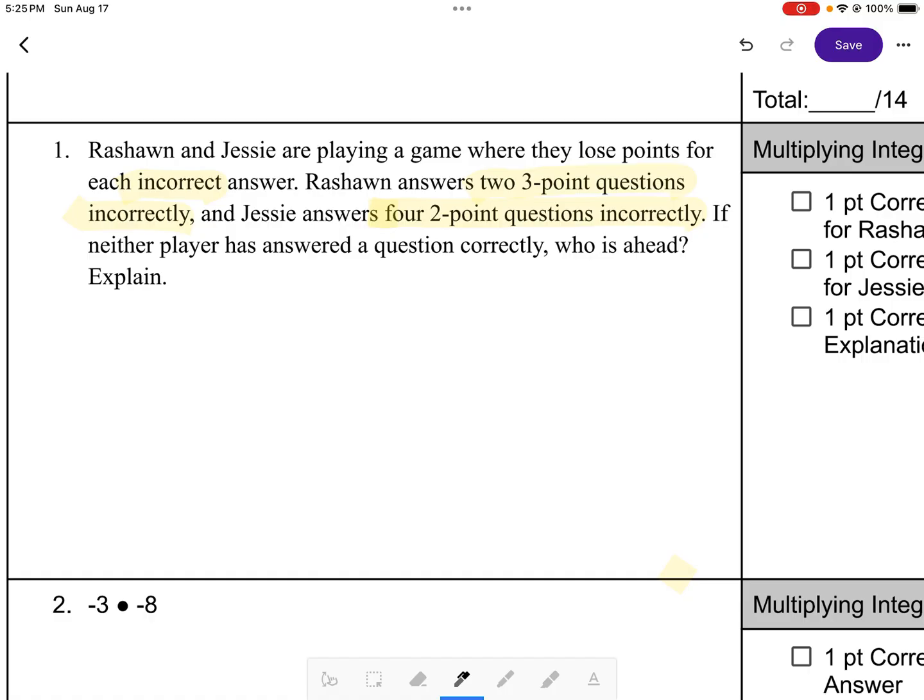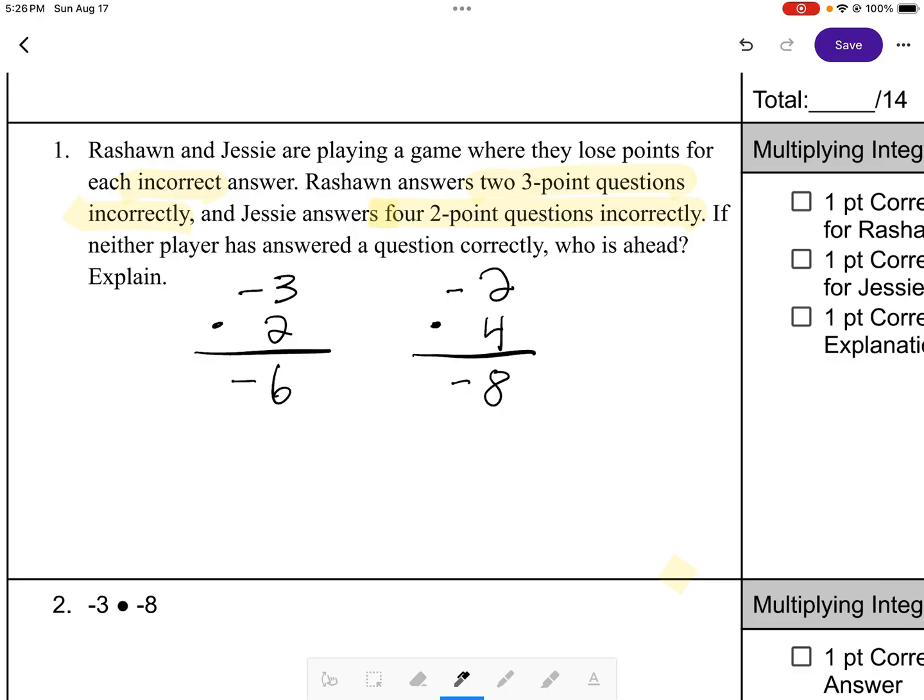So that means he lost, or minus 3 points for every 2 questions he answered there. And -3 times 2 is -6. Jesse answers 4 2-point questions incorrectly, so she lost 2 points for every 4 questions. -2 times 4 is -8.